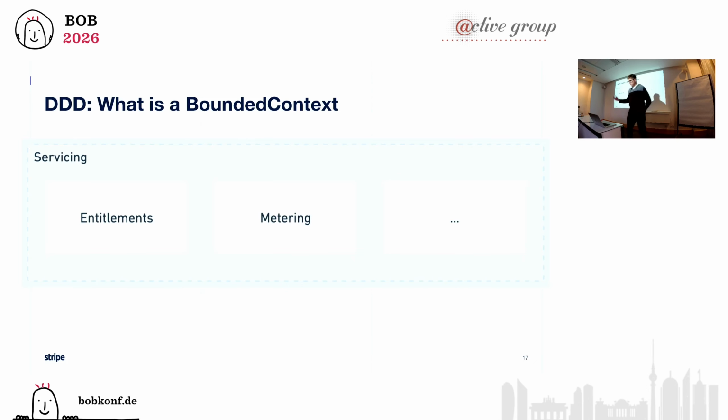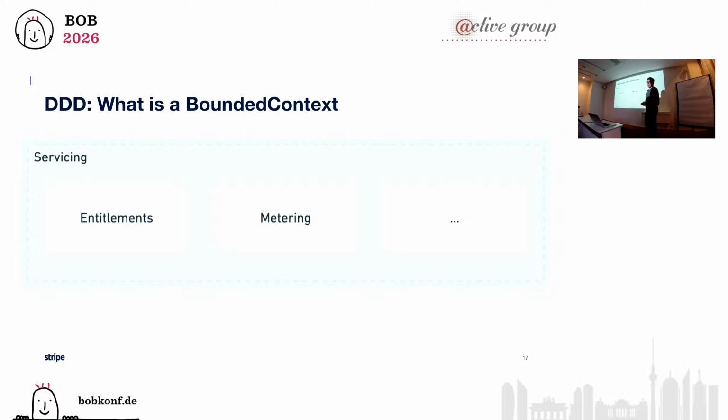So yeah, what is a bounded context? Well, as I said earlier, the idea of the bounded context is basically you have a sub-problem that you need to solve within your broader business context. In this case, I just chose servicing as an example. So servicing is responsible for managing entitlements, doing usage metering, and maybe some other stuff.